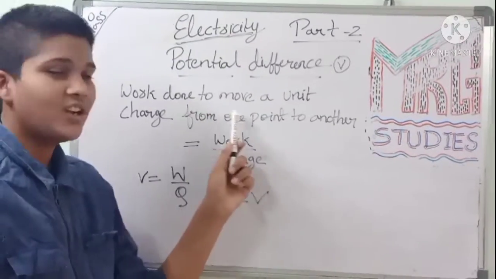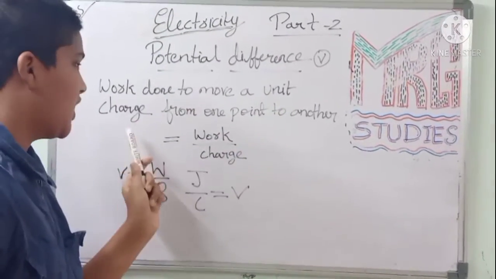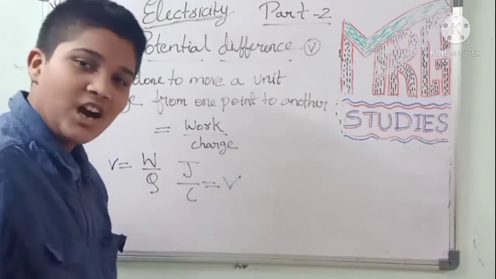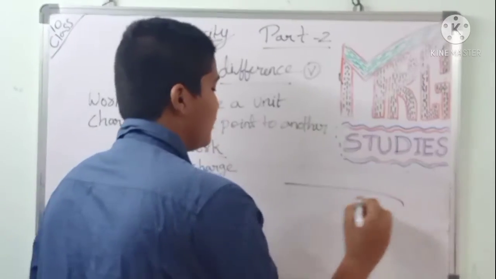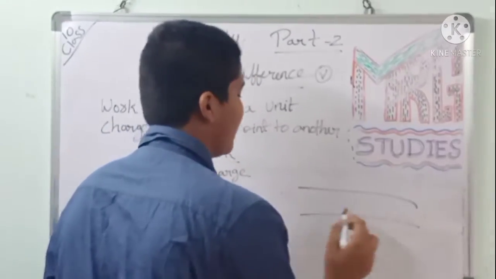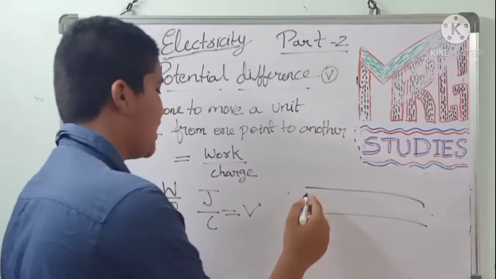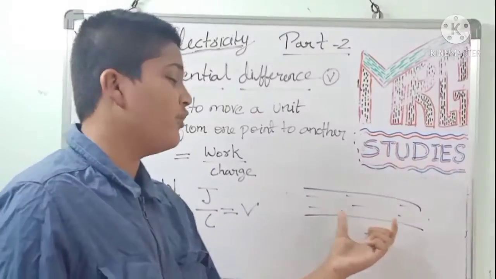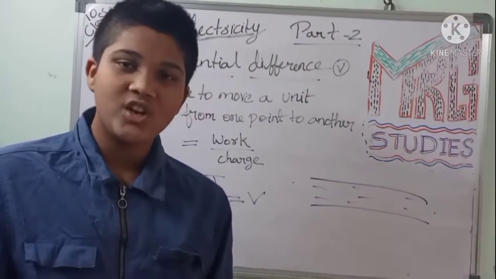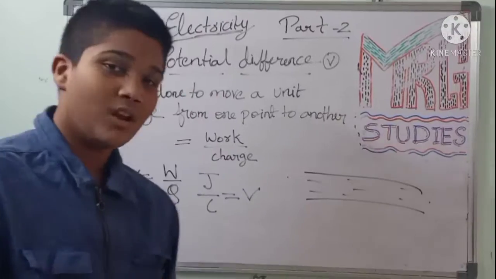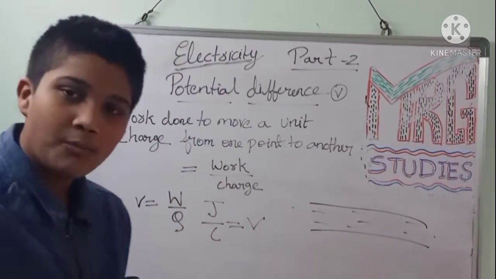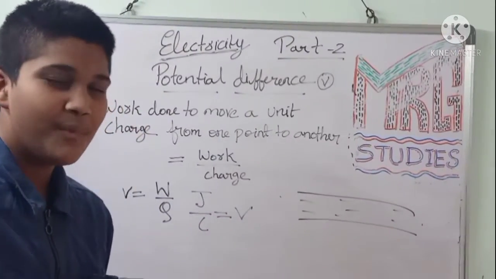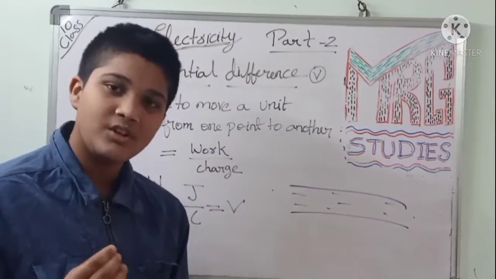Now let's go to the definition of potential difference. Work done to move a unit charge from one point to another: if a unit charge is moving from one point to another in a wire, how much work is done when it moves? That is called potential difference. The formula of potential difference is work by charge.